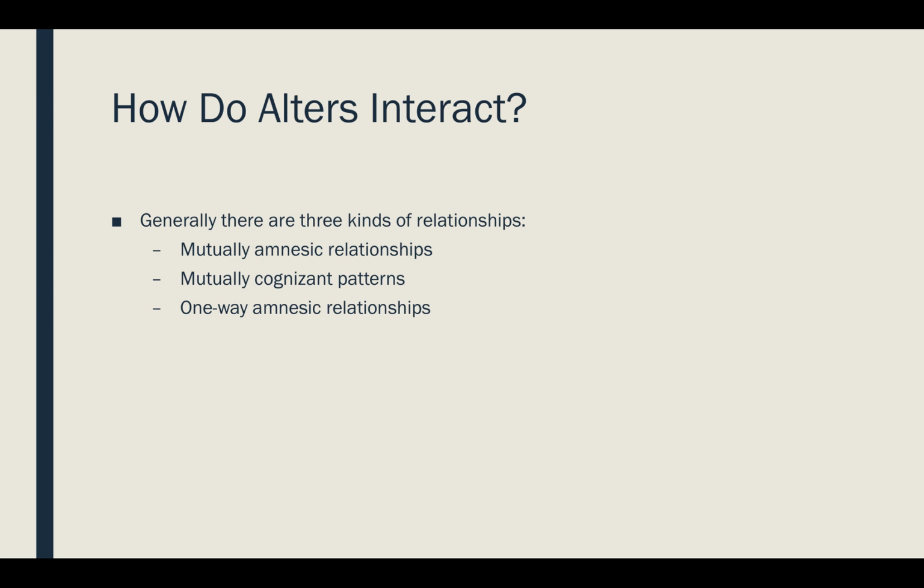The other kind of relationship is the mutually cognizant pattern. Each subpersonality here is well aware of the rest of the personalities that the individual has. So this would be very descriptive of Christine. And then the last one is the one-way amnesic relationship. This is the most common, typically. Some personalities are aware of others, but the awareness is not mutual. So one personality might be aware of another personality, but that other personality does not know about it. It's a one-way pattern. So think about that.